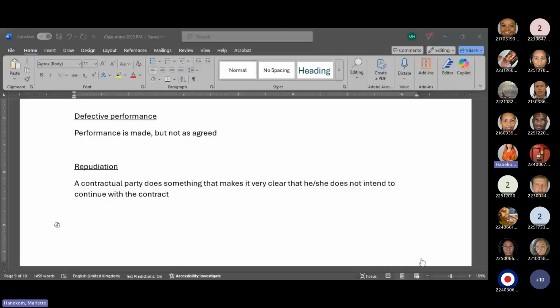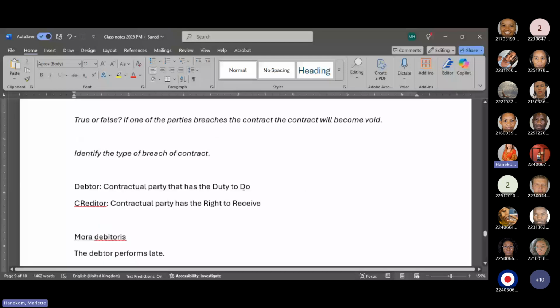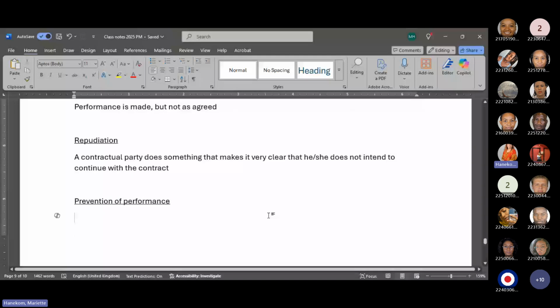Similar factually to repudiation is prevention of performance. Quite often, in a factual scenario, it is not quite possible, or it's sometimes confusing, sometimes difficult to distinguish between repudiation and prevention of performance. The same facts might give rise to either repudiation or prevention of performance. I normally accept the alternative answers there. So if the question is identify the type of breach of contract, and the facts indicate that it can either be repudiation or prevention of performance, I will give maximum marks for both.